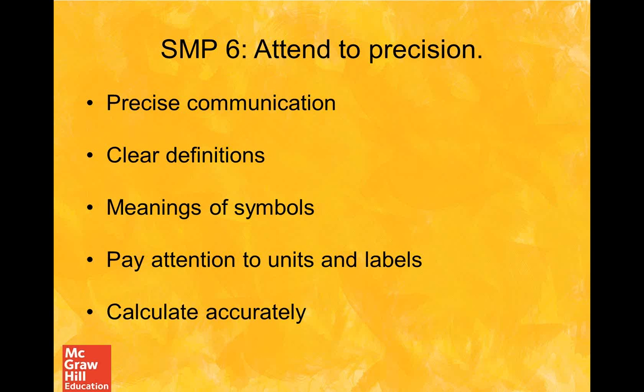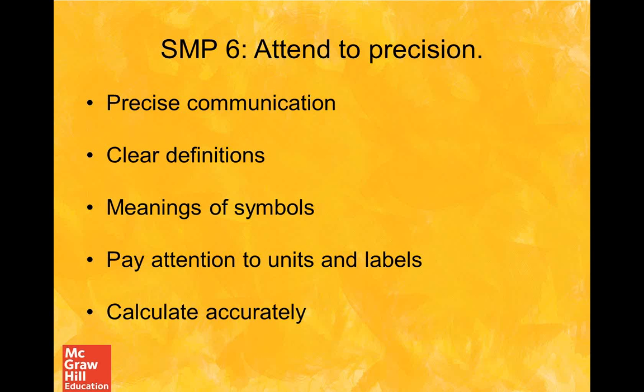We know that they should calculate accurately and efficiently. They should express numerical answers with a degree of precision that's appropriate to their problem context and also for their grade level. In the elementary grades, for instance, students may give carefully formulated explanations to each other. And by the time they reach high school, they would have learned to examine claims and make explicit use of definitions. Students need to see the importance of those little things when they go about solving problems, because those little things can either make or break a solution.